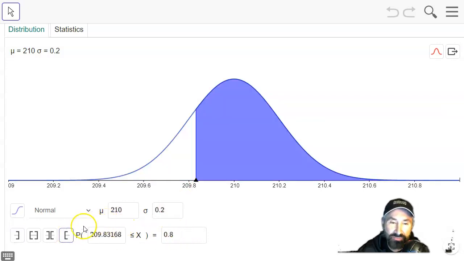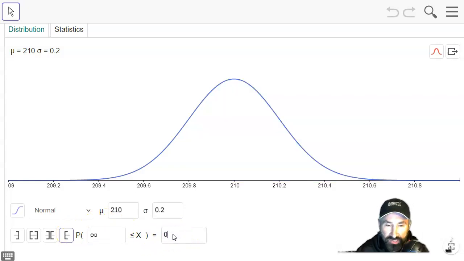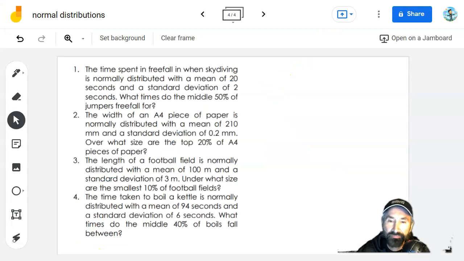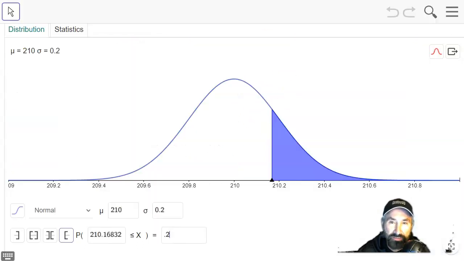In this case, let's use the right-sided, and let's change this to 0.2. And now we can see, okay, we're talking about the top 20%, that's the shading, and therefore we're talking about all the paper that is, let's see here, the top 20% pieces of paper will be 210.17 millimeters or more. That'd be the top 20%.